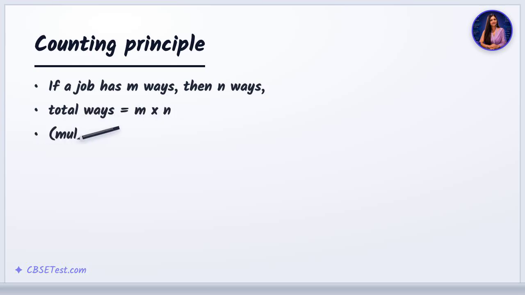The fundamental principle of counting. If one task can be done in m ways and another in n ways, then together they can be done in m times n ways. We multiply the independent choices.